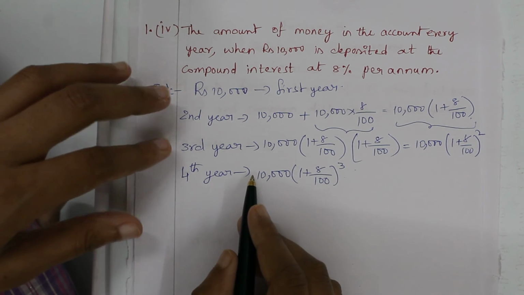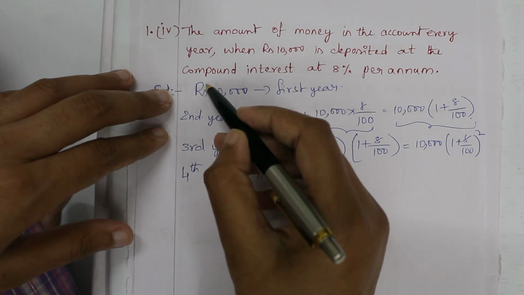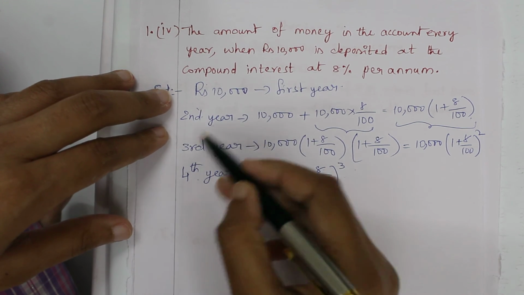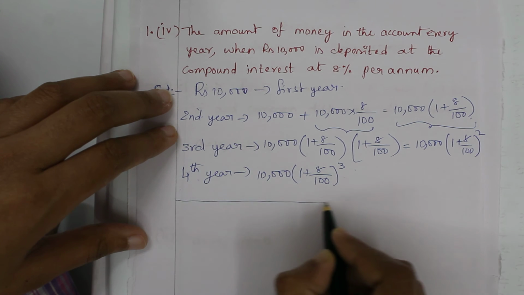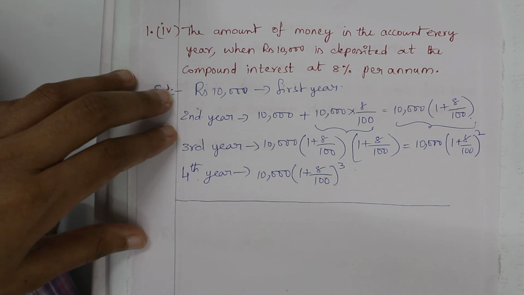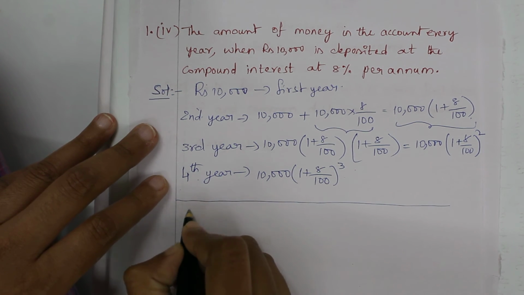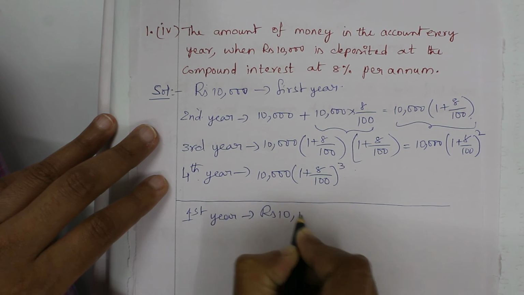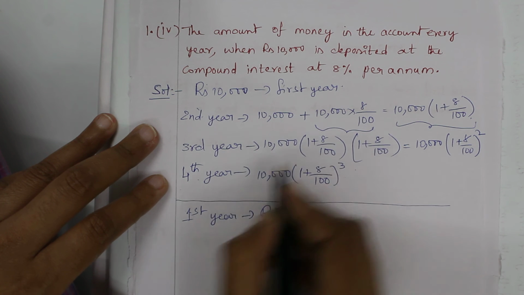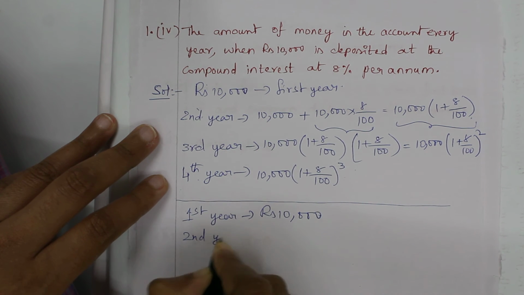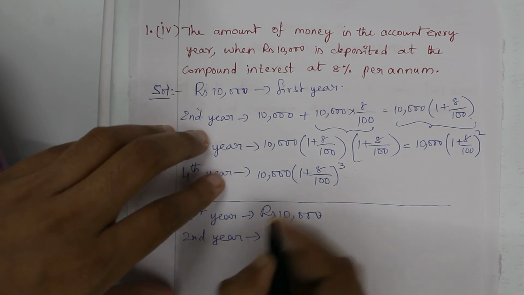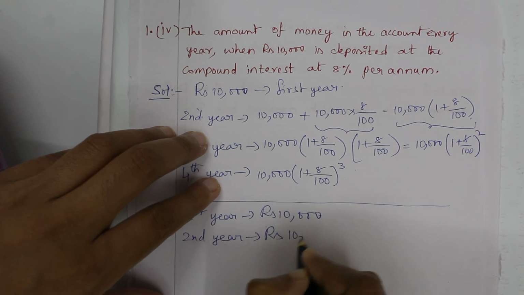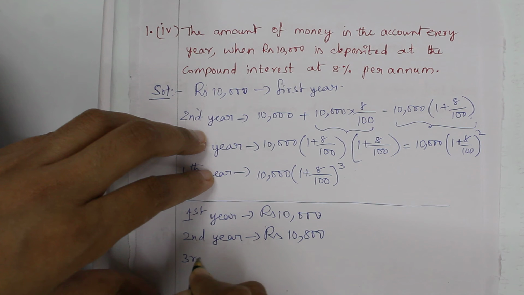Clearly we see that the difference between the second year and the first year is not same as the third year and second year, and is not same as the fourth year and third year. I'll show you the calculation also down. In the first year, it was rupees 10,000, right? I am calculating these values. In the second year, what would happen? 10,000 into 1 plus 8 by 100. That becomes rupees 10,800.